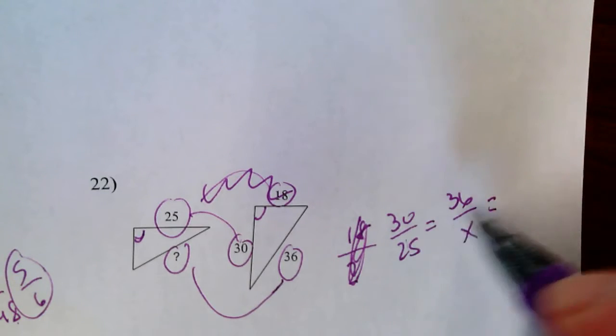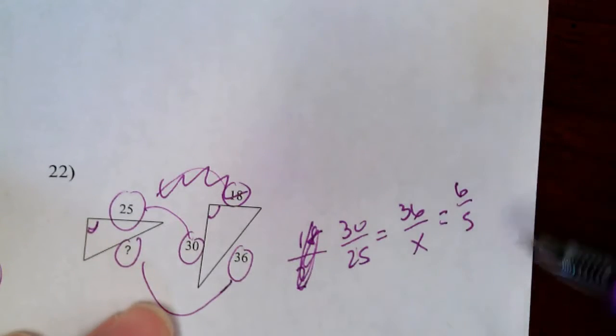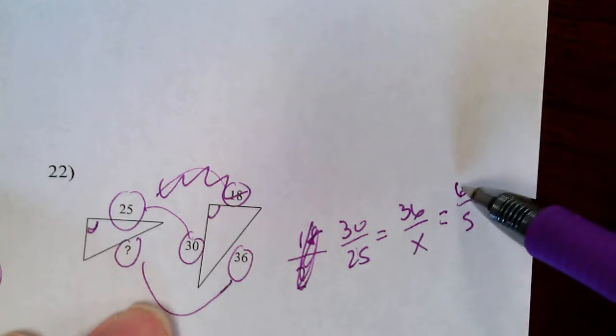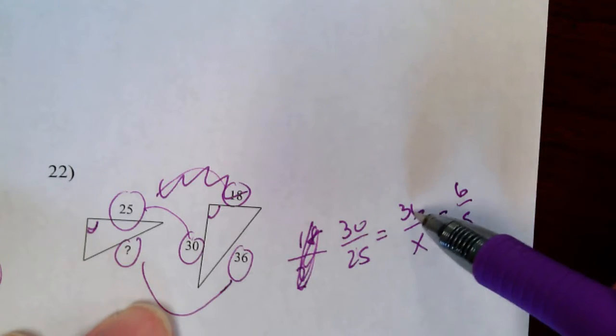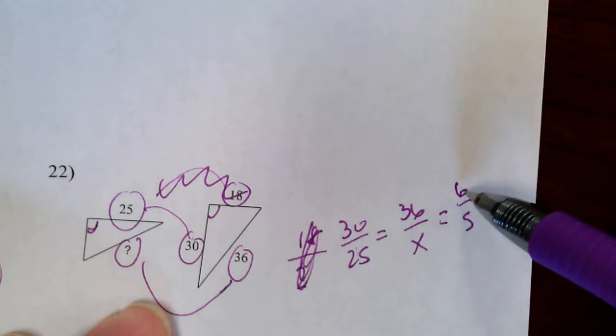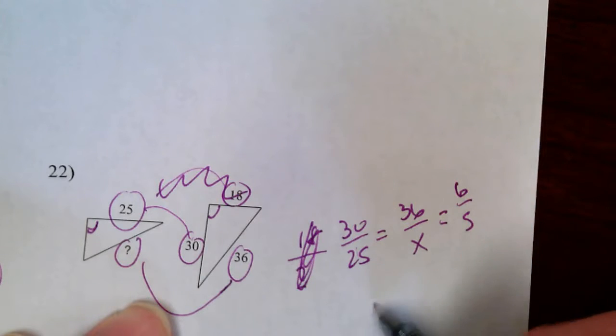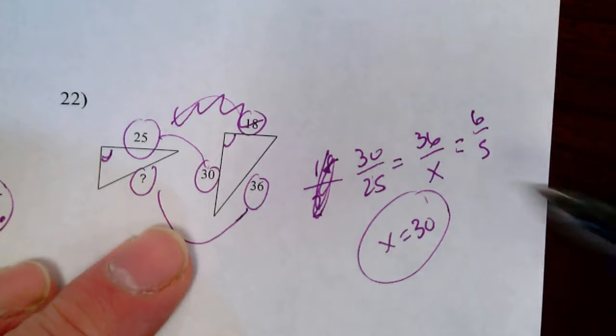Now we can divide both of these by 5, so I'll rewrite that as 30 divided by 5 is 6 over 5. So 36 over x is the same as 6 over 5. So 5 times 36, well 10 times 36 would be 360, divided by 2 is 180. Then divide that by 6, 180 divided by 6 is 30. So x equals 30.